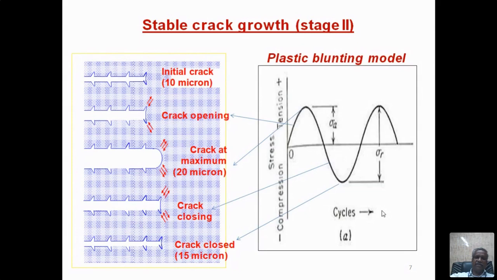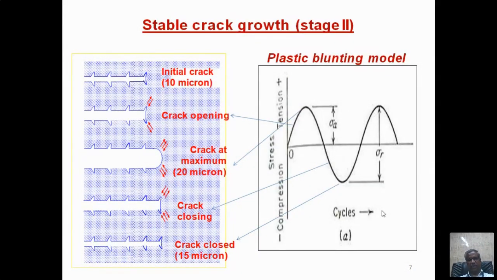You are reversing the stress. Reversing the stress means what? You are pushing it. Compressive stress is applied. You are pushing the crack to close. Okay, so it is starting closing again here. See the fourth one, the crack closure is occurring here.